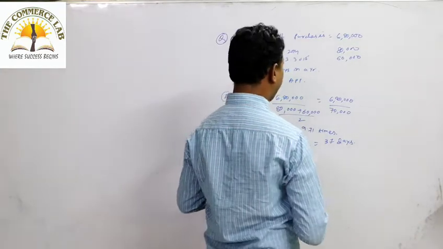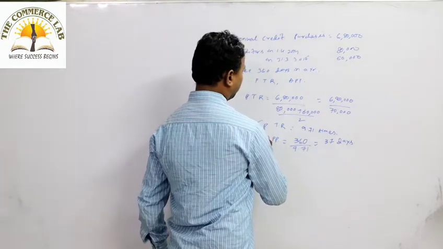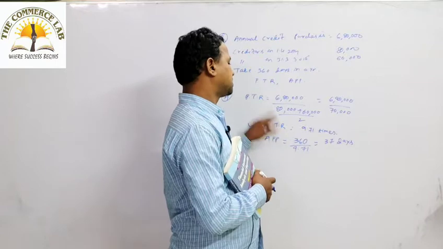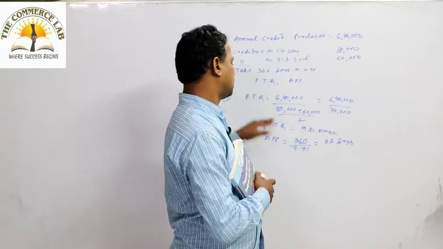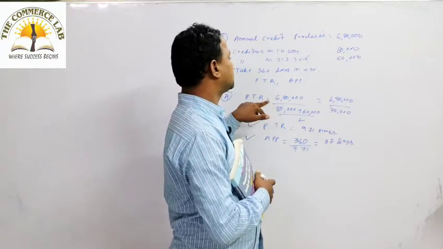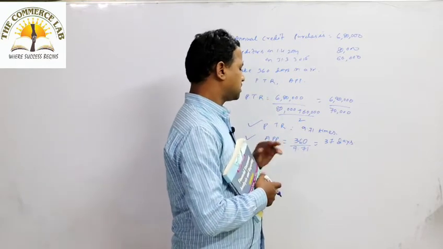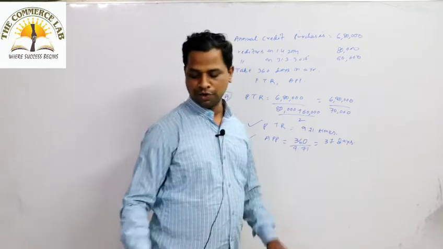Okay, so this is the way you have to proceed for the calculation of payable turnover ratio and average payment period. Payable turnover ratio is net credit purchases divided by the average trade payables, and average payment period is equal to number of days in a year divided by payable turnover ratio.